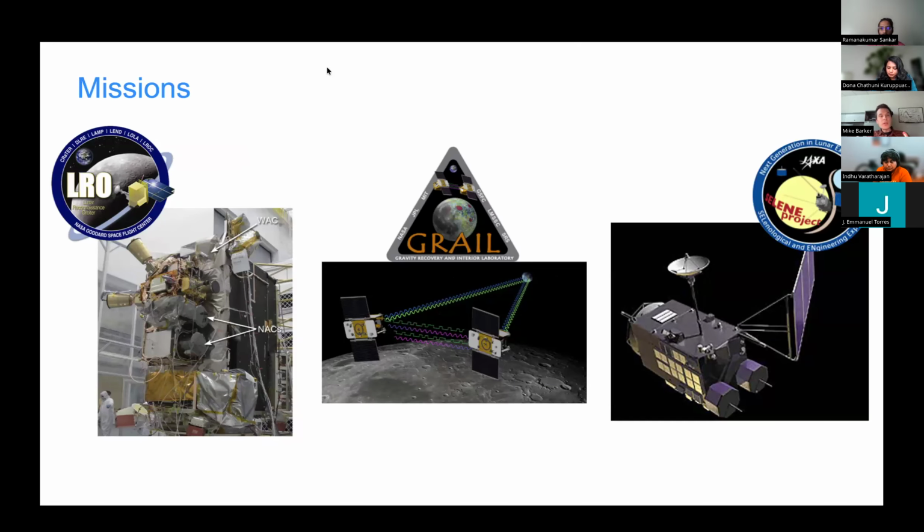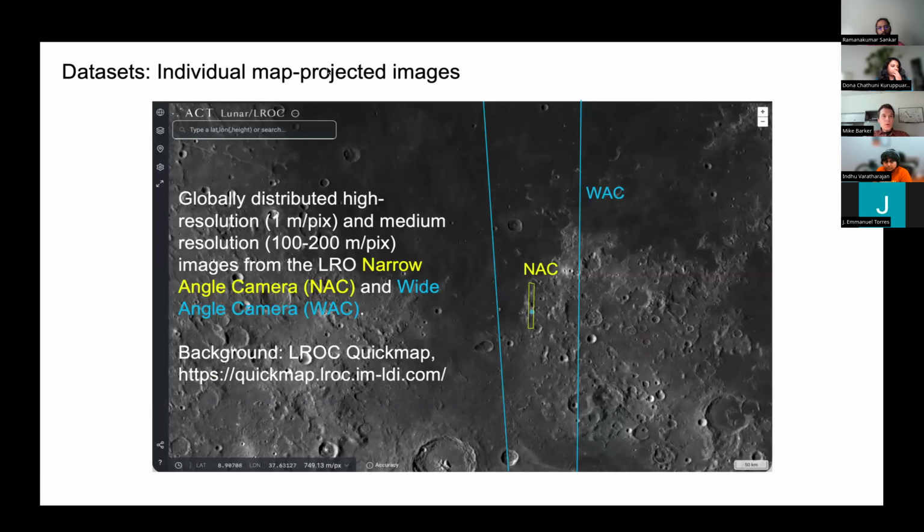So I will say that there's a vast amount of other missions and data sets that can be included, but we had to pick a core set of data sets, and this is what we chose. So for images, we have individual map projected images. These are globally distributed, high resolution, 1 meter per pixel, and medium resolution, roughly 100 meter per pixel images from the LRO narrow angle camera, the NAC, and the wide angle camera, the WAC.